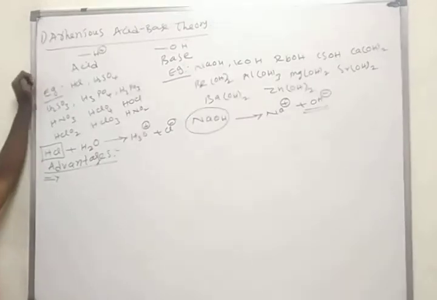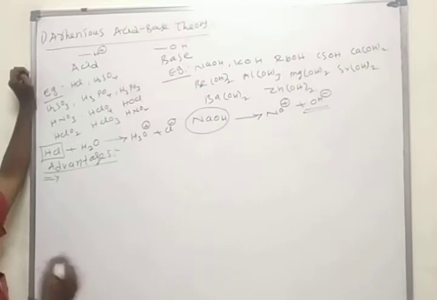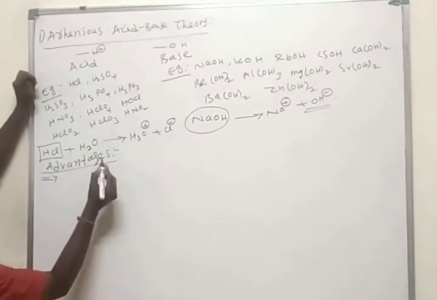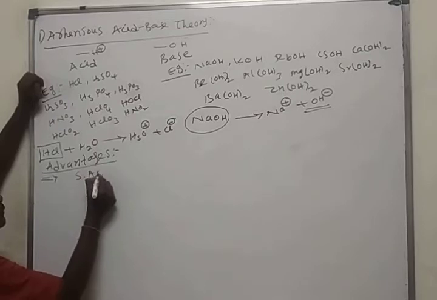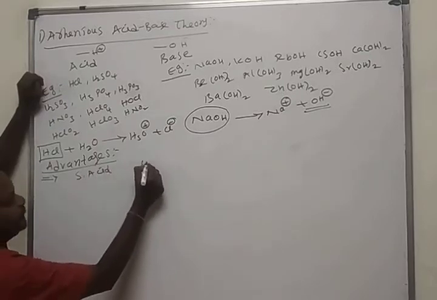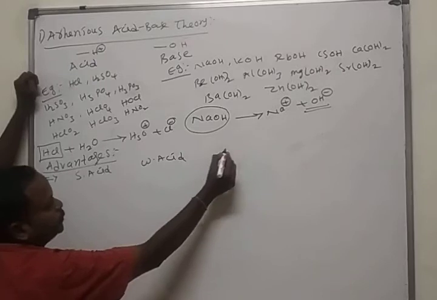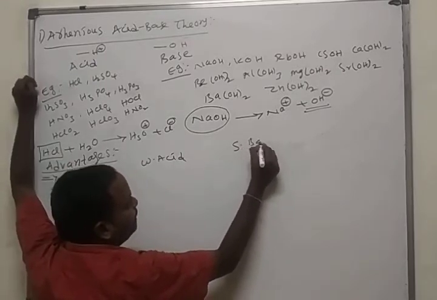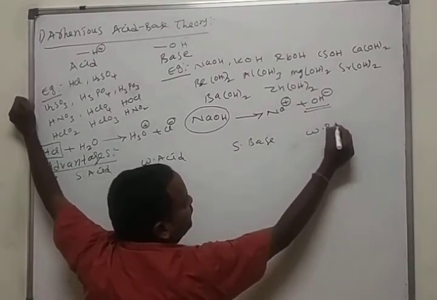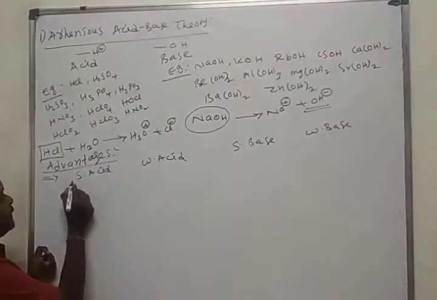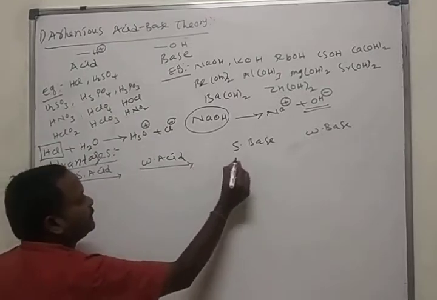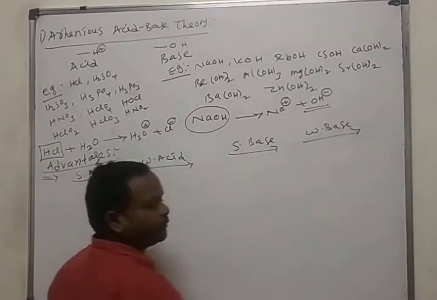Okay, based on the strength of the molecule, acids and bases are classified into two types each: strong acids and weak acids; strong bases and weak bases. What are the strong acids? What are the weak acids? What are the strong bases? What are the weak bases?